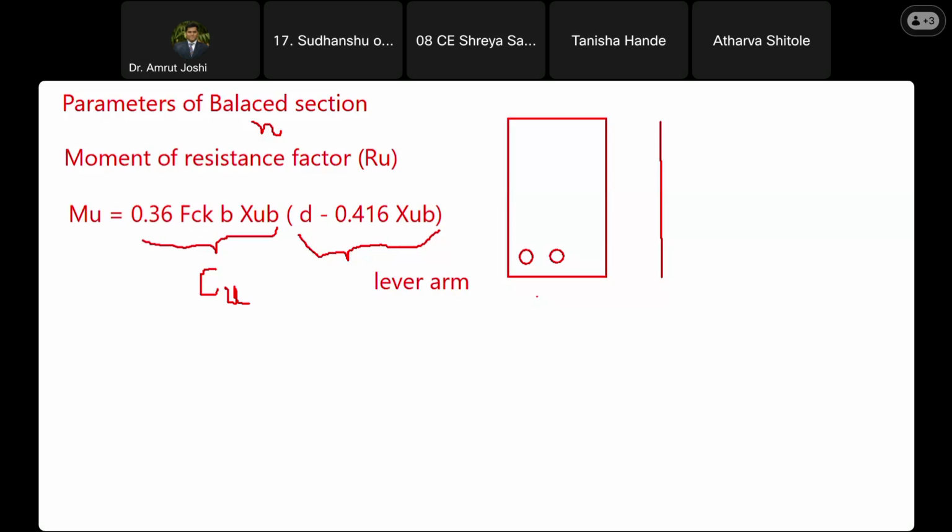in one layer. So we have already discussed that the distance from extreme compression fiber, that is from here till here, that is centroid of the steel group, this distance is effective depth, and we denote it by notation small d. And the neutral axis, let us say it is located.